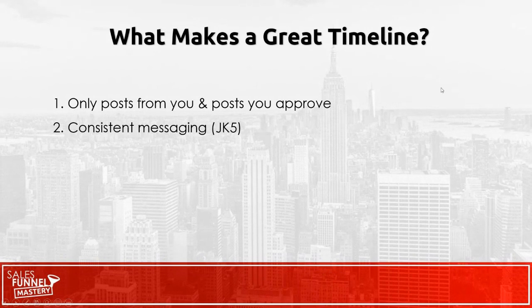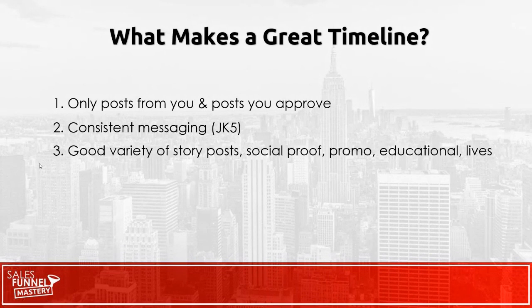So what do you want to communicate to people? How do you want to relate to people? How do you want to connect to people? Come up with your 5 categories and just keep your content very consistent to those topics. We'll talk about specific content pieces here in a moment that will help you with that. You want a good variety of story posts, social proof, promotional, educational, lives, personal stuff. Right? High engagement.